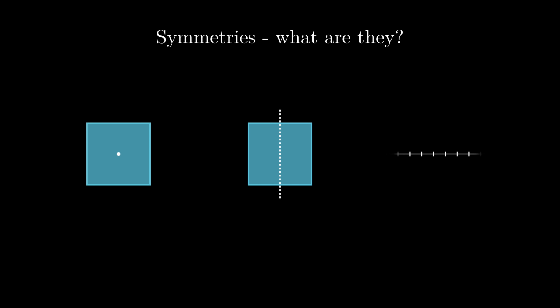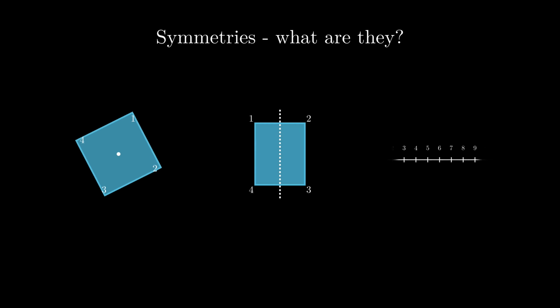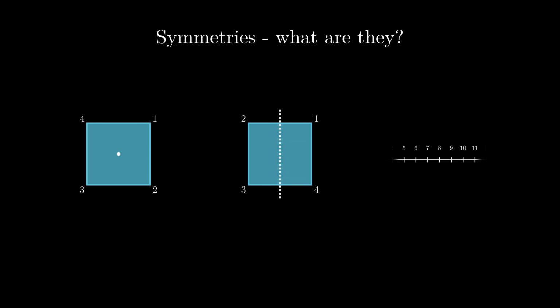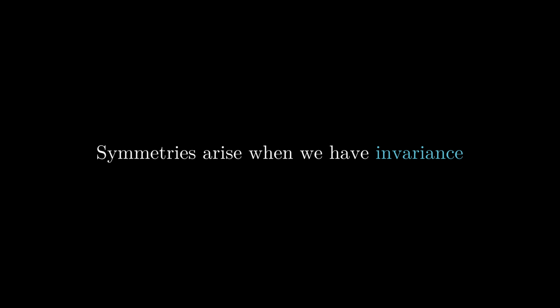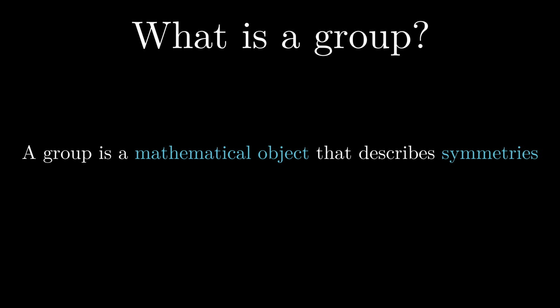I should add that if we want to keep track of what these transformations do, it's common to number the object. Here, we've numbered the corners of the square, but could have just as easily numbered the edges. The key idea is that if we remove the numbers, the object looks the same after performing the symmetry transform. So to recap, symmetries arise when we have invariance. So, combining, we see that a group is a mathematical object that describes symmetries, how they behave, interact, and so on. Let's take a look at one of these groups.